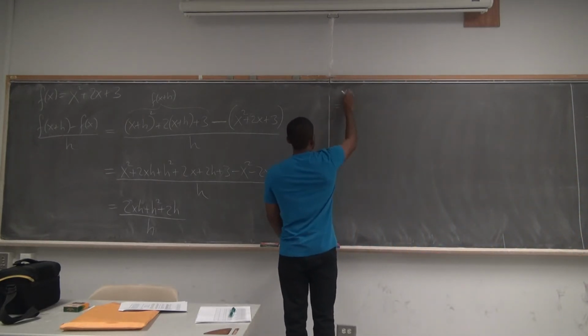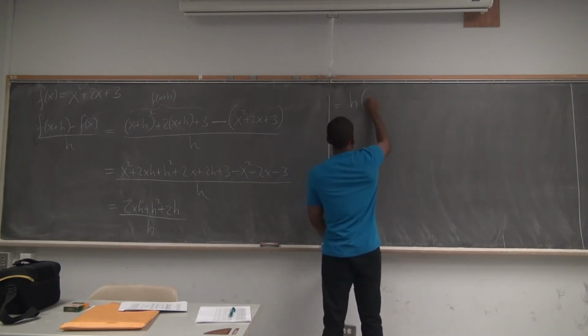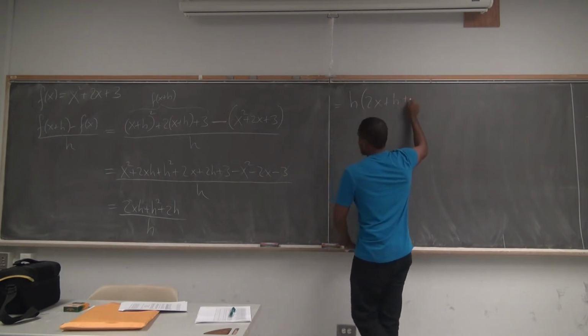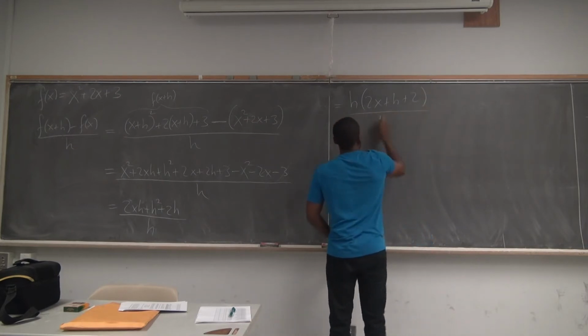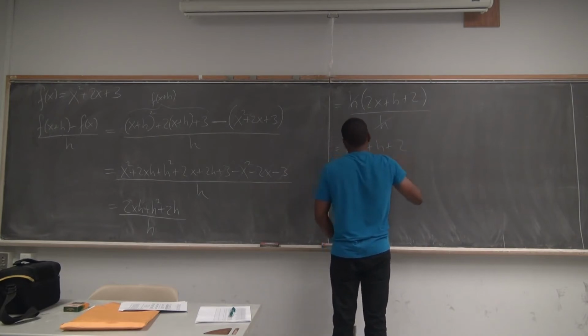So what we would do is this h would come out. What do we have left? Now we can cancel those h's, and the answer is 2x plus h plus 2.